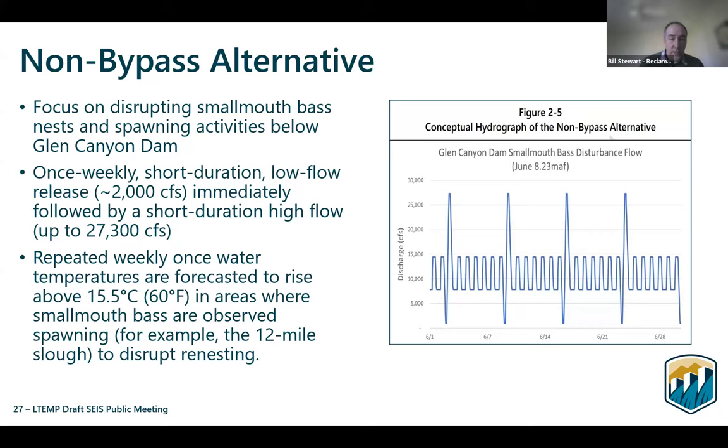The proposal here is to conduct once a week, short duration, low flow releases down to as low as 2000 CFS, immediately followed by a short duration high flow pulse. And this would be repeated weekly as long as temperatures are forecasted to be above 15.5 degrees in areas where smallmouth bass are observed spawning, like the 12 Mile Slough, for example. Next slide.